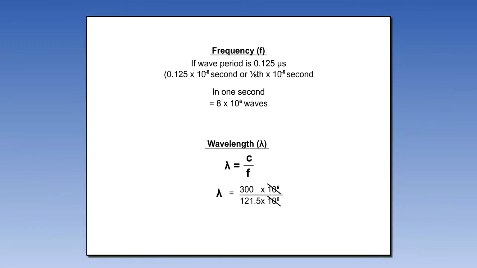So if the frequency of the radio wave is 1 to 1.5 MHz, that is 1 to 1.5 million cycles per second, divide the speed of the wave by its frequency, which equals 2.47 meters. The formula for wavelength is simplified to 300 divided by frequency in megahertz, giving an answer in meters. You may need to convert the data given from kilohertz or gigahertz into megahertz.